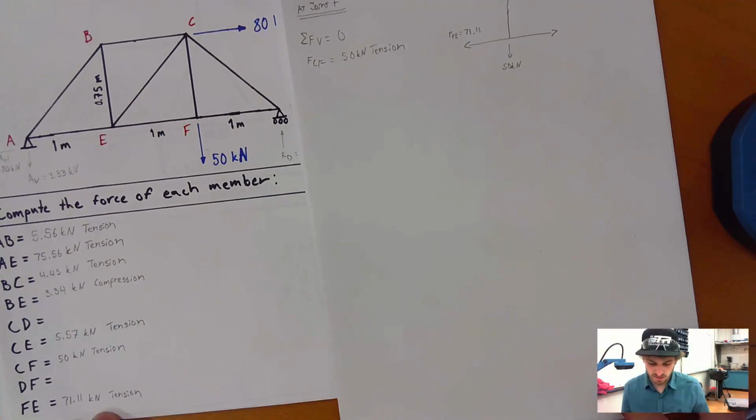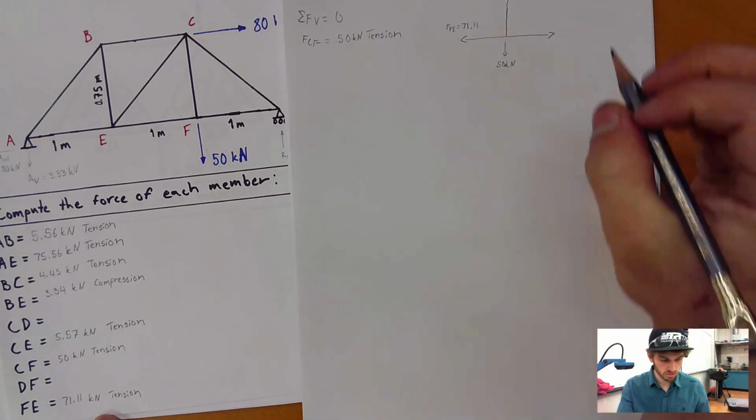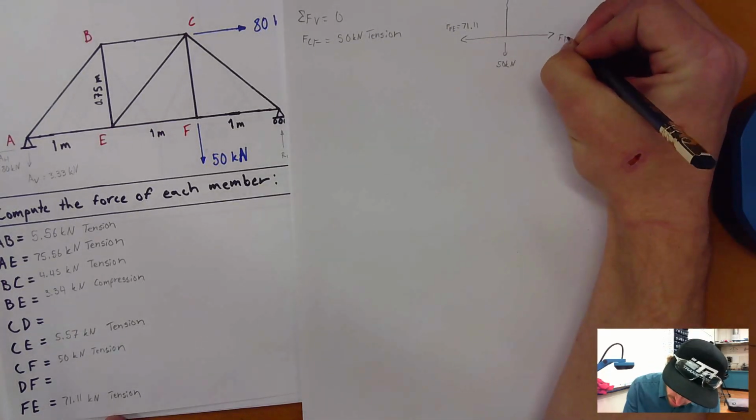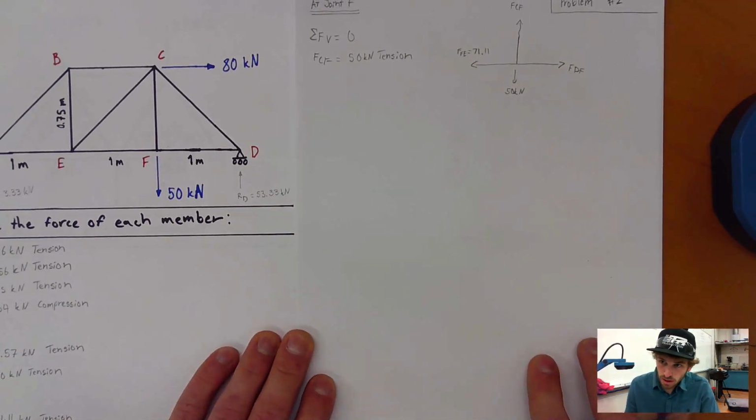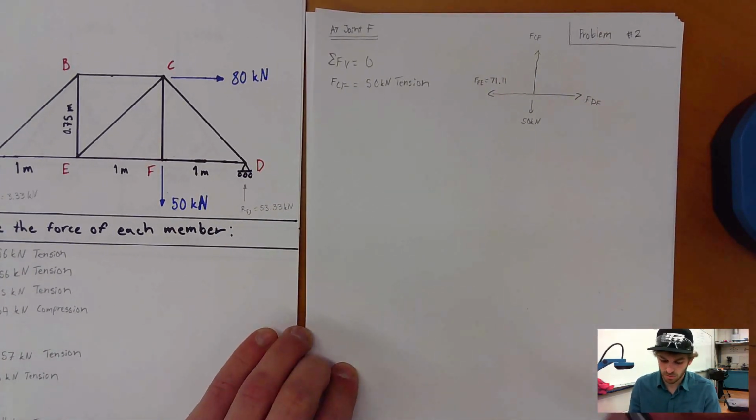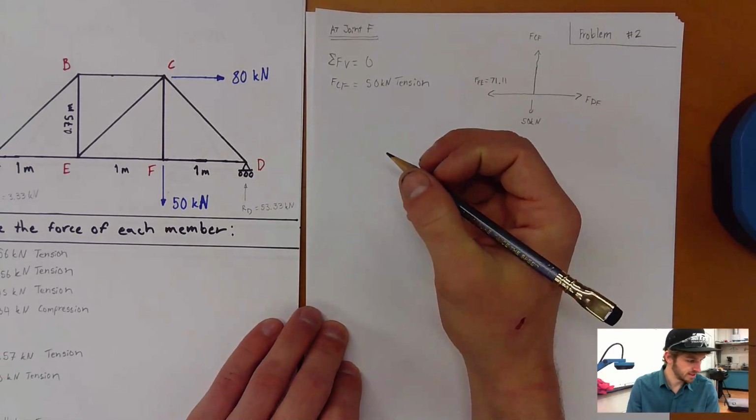50 kilonewtons in tension. A lot of tension on this truss here. And then we know that this is the force acting on DF. DF, right there. So now we've got our little diagram. We're off to the races.